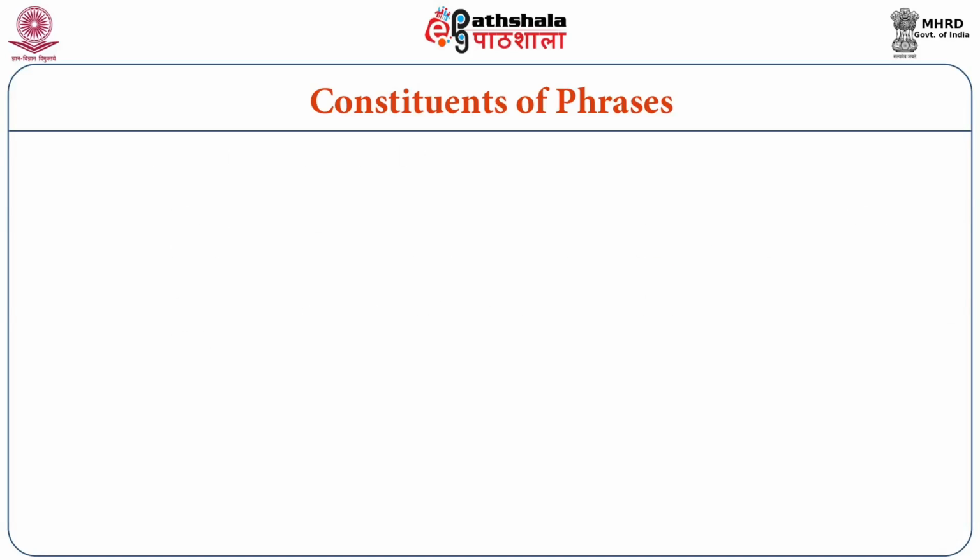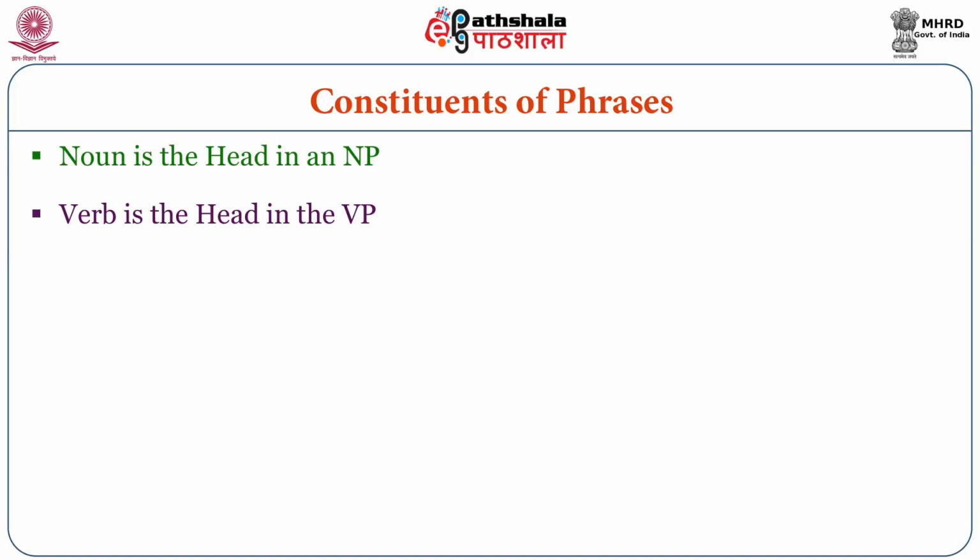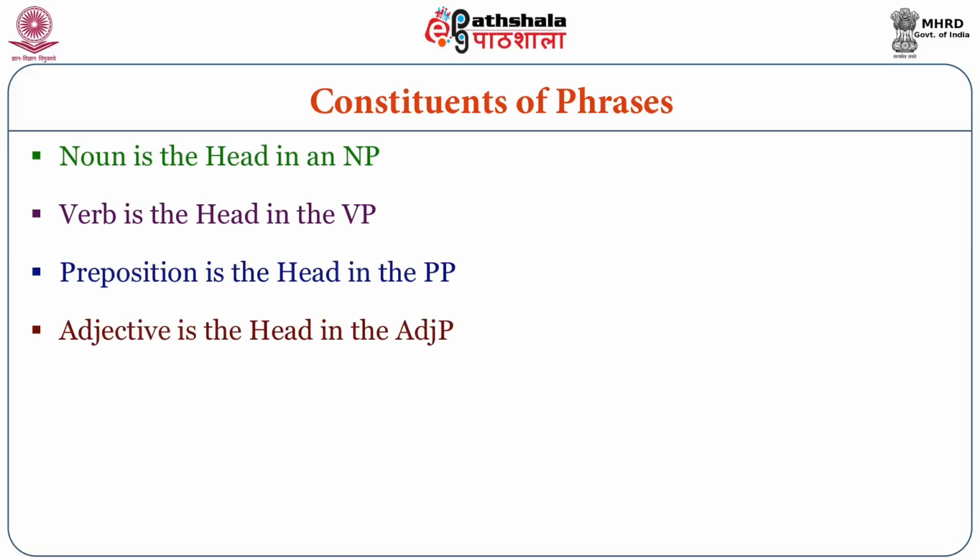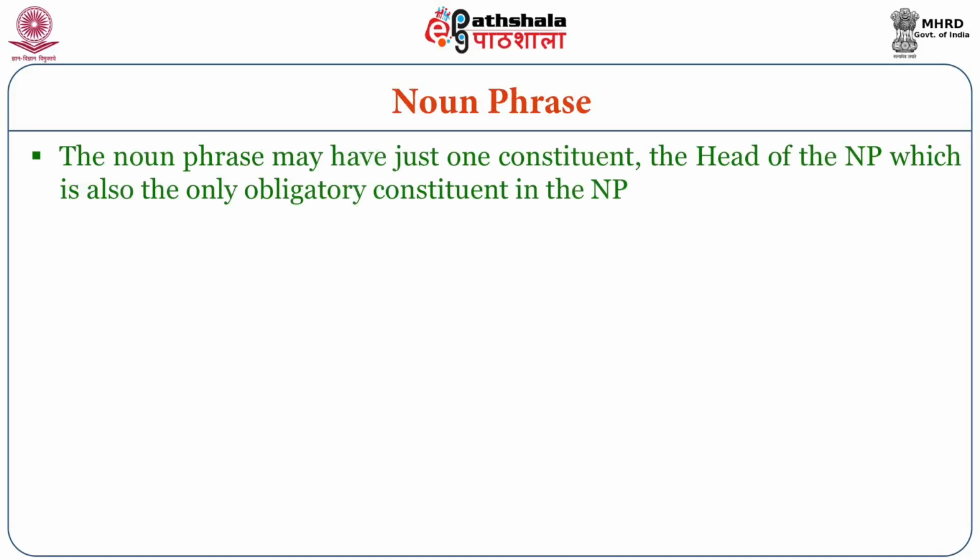Now, there are various constituents of phrases. Noun is the head in a noun phrase, verb is the head in the verb phrase, preposition is the head in the prepositional phrase, adjective is the head in the adjective phrase, and adverb is the head in the adverbial phrase. Now noun phrase. A noun phrase may have just one constituent, the head of the noun phrase, which is also the only obligatory constituent in the noun phrase. That can come in a straight line. NP, then coming noun, and that is birds.